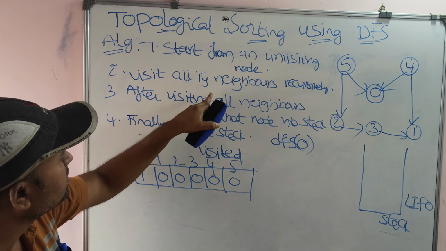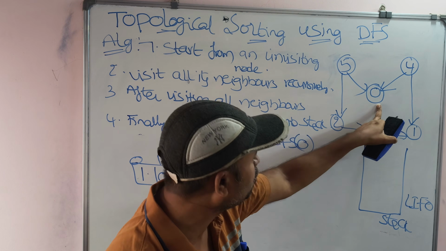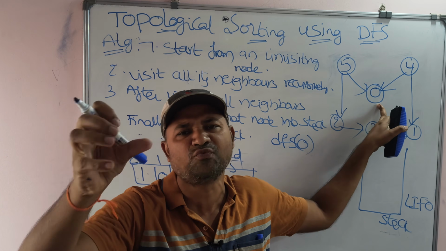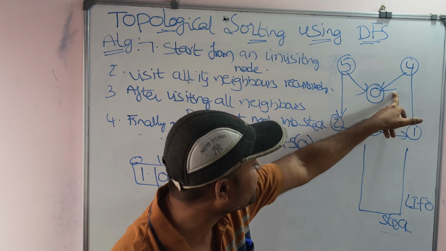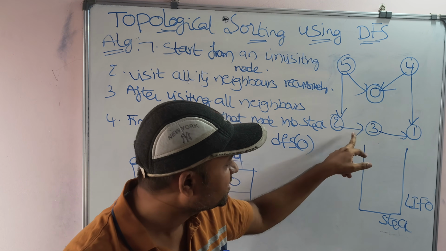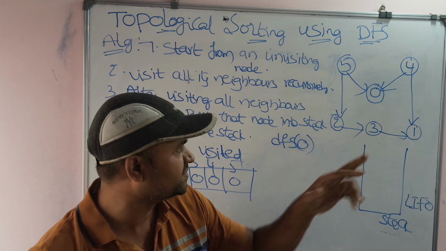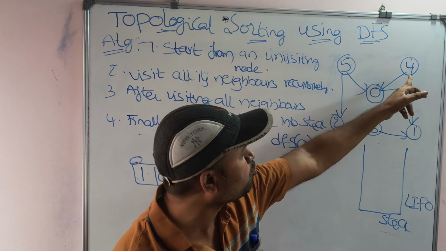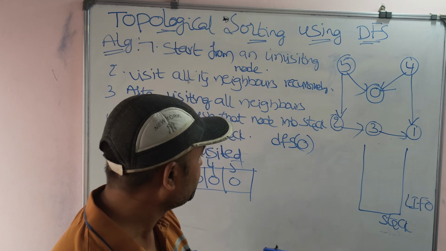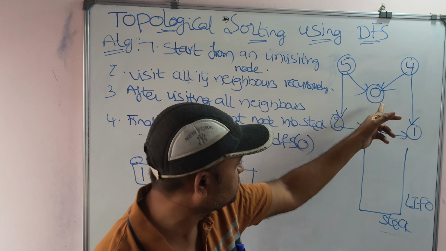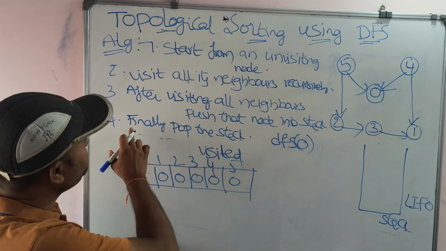Now what we have to do is visit all its neighbors recursively. What are the neighbors of 0? Here, neighbors means we have to focus only on the outgoing edges. These two are incoming edges, whereas from 2 to 3 we have an edge. So neighbor means we focus only on the outgoing edges. For 0 there are no outgoing edges, so we can say that there are no neighbors for vertex 0.